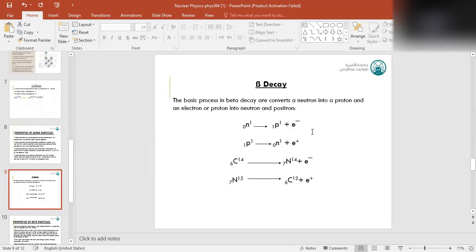Beta decay. The basic processes in beta decay are converting a neutron into a proton and an electron, or a proton into a neutron and a positron. When the neutron converts to a proton and gives an electron, that is beta minus, or a proton converts to a neutron and gives a positron, which is beta plus. Like here, C 6 14 can convert to N 7 14 and beta minus or electron. Here, N 7 12 can convert to C 6 12 and a positron.